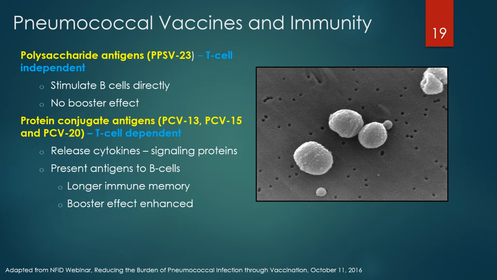Protein conjugate antigens, like those in PCV13, PCV15, and PCV20, are T-cell dependent and cause a release of cytokines, small signaling proteins that impact surrounding cells. Cytokines include chemokines, interferons, interleukins, lymphokines, and tumor necrosis factor. Conjugate vaccines present antigens to B cells, helping them mature, providing a longer-term immune memory and a booster effect versus PPSV23.